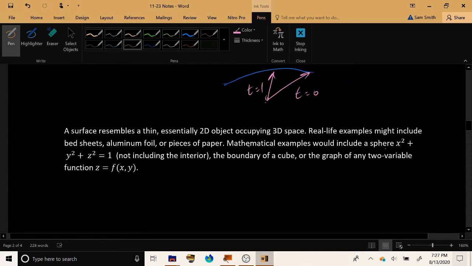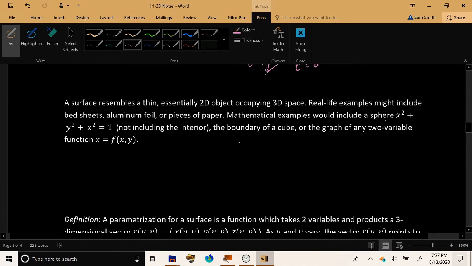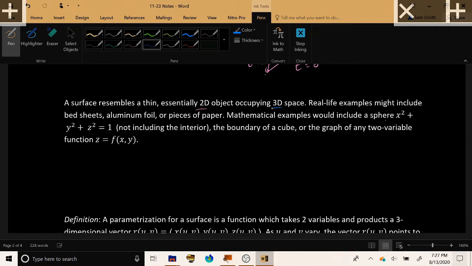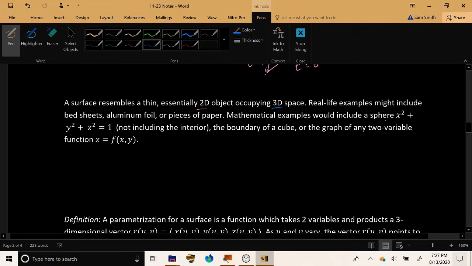Now, a surface is essentially a two-dimensional object occupying 3D space. In real life, when you think of a surface, you might think of, for example, a bed sheet, or maybe a sheet of aluminum foil or a piece of paper, something that's very flat but maybe has been bent or crumpled or curved a little bit and occupies 3 dimensions. Mathematical examples, we have spheres, not including the interior but just the outer shell of a sphere, the boundary of a cube, or the graph of any two-variable function, such as the paraboloid or the cone that we have seen.